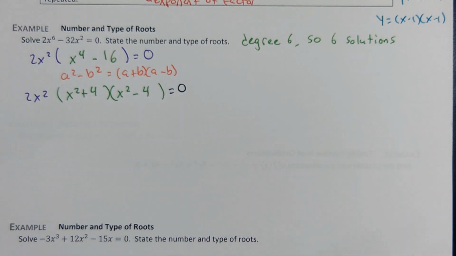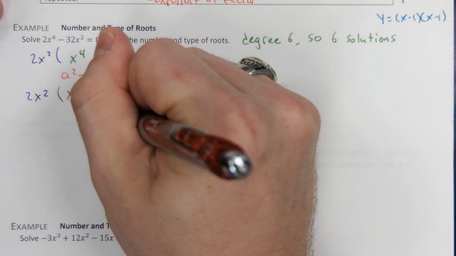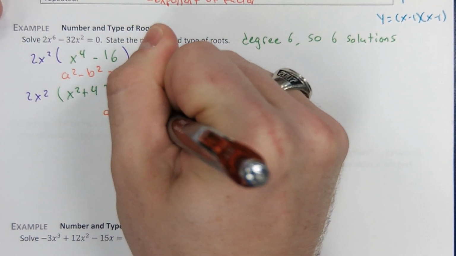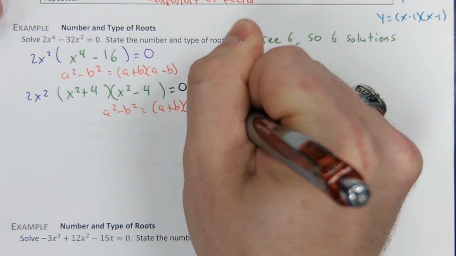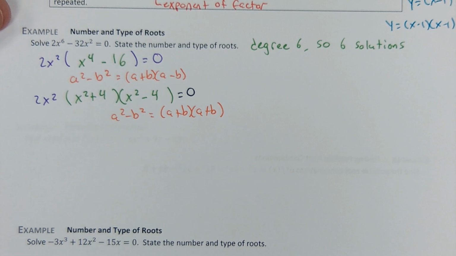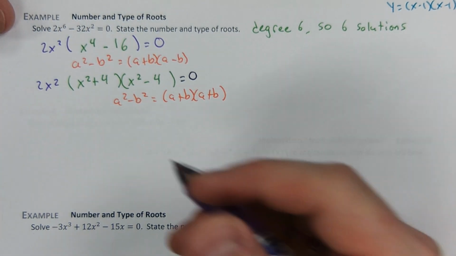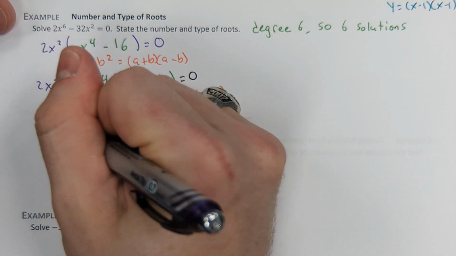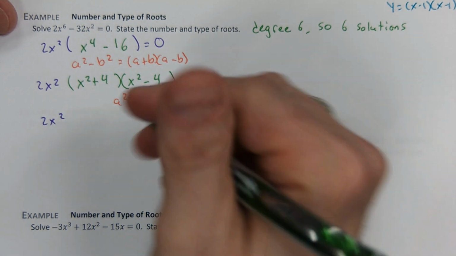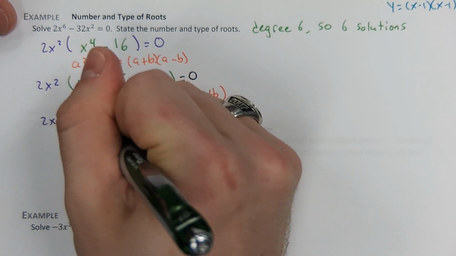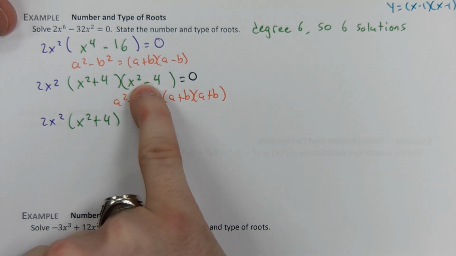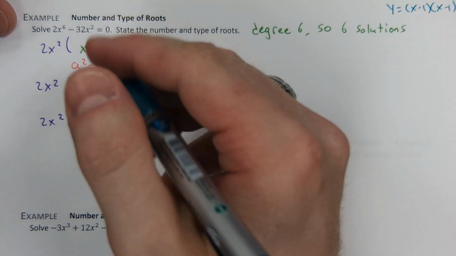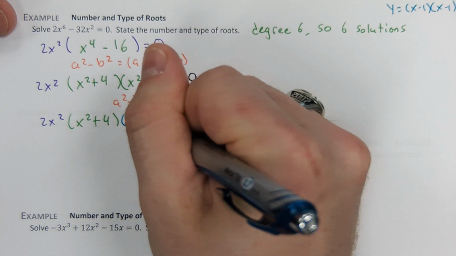Again, I hope that you're recognizing them. And I hope that you don't have to write out what a and b are for the difference of two squares. Maybe the cubics. I mean, for the cubics, I would even write them down. But, you know. So I got this 2x squared that didn't change. I got this x squared plus 4 that's irreducible. I cannot factor it. But this will factor to x plus 2, x minus 2.